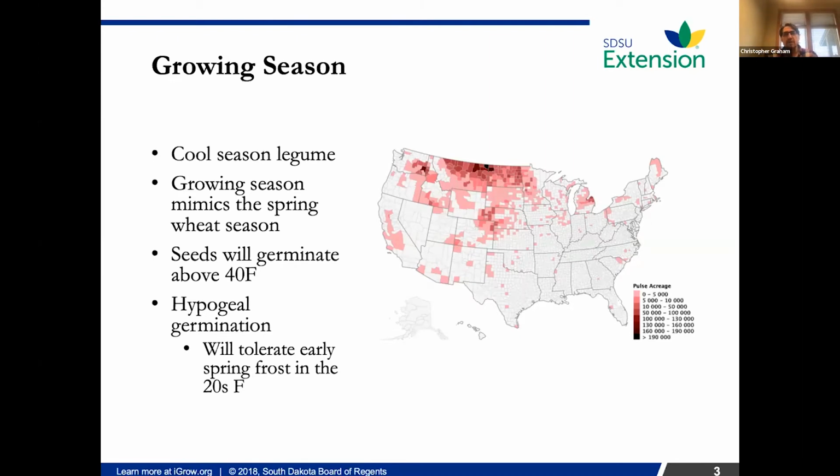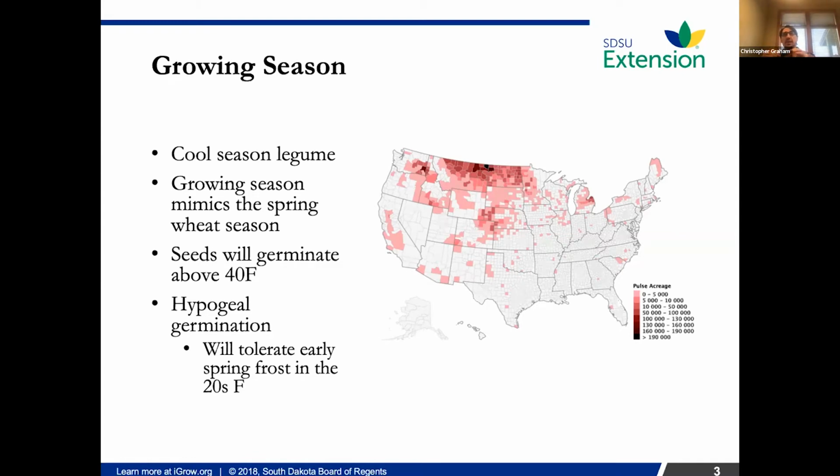And they have what's known as a hypogeal germination. Basically, in its simplest sense, it means that the growth point or the cotyledons stay below ground. And why that's important is that, one, when that growth point is below the soil surface, it's more tolerant to frost.